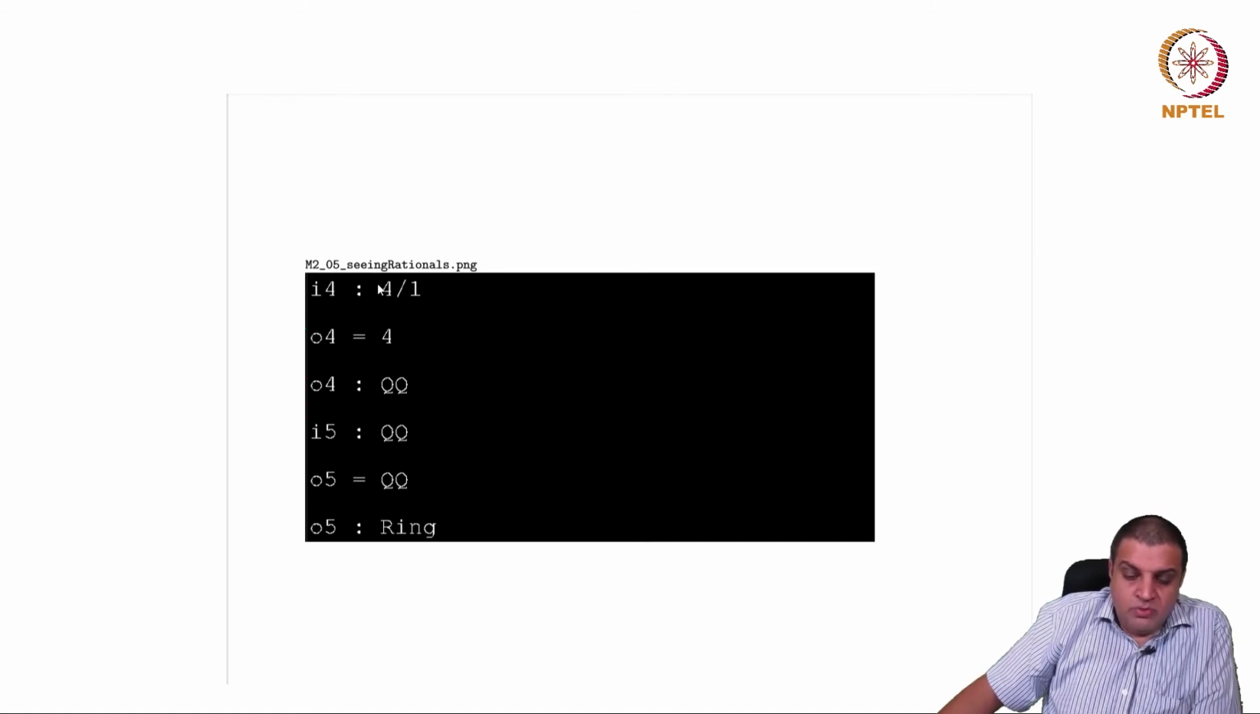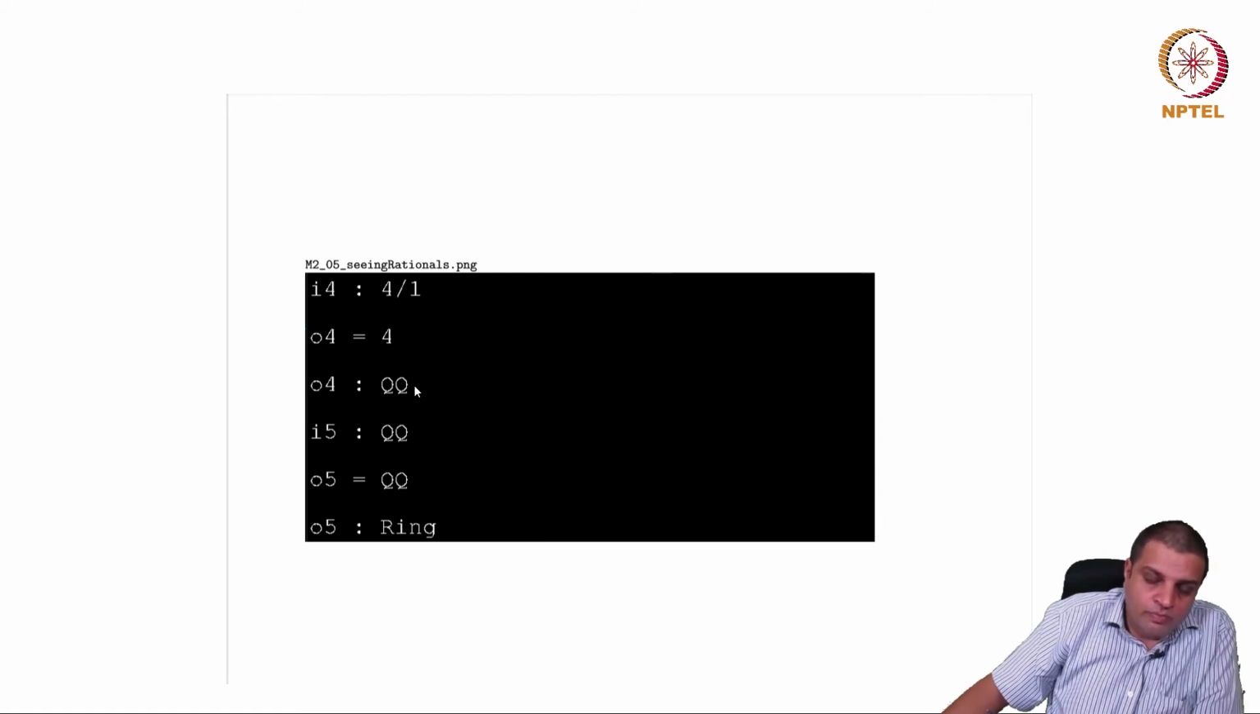So now we look at rationals. I type 4/1. So Macaulay computes and says it is 4. Now it says it is QQ. That's the set of rationals. And I ask, okay, this is something that we just saw, so we ask Macaulay QQ. Then it says, yeah, QQ, it is a ring. And this is the notation for the set of rationals.